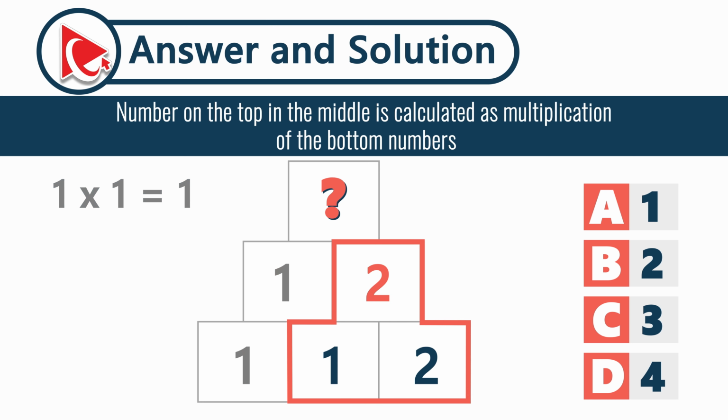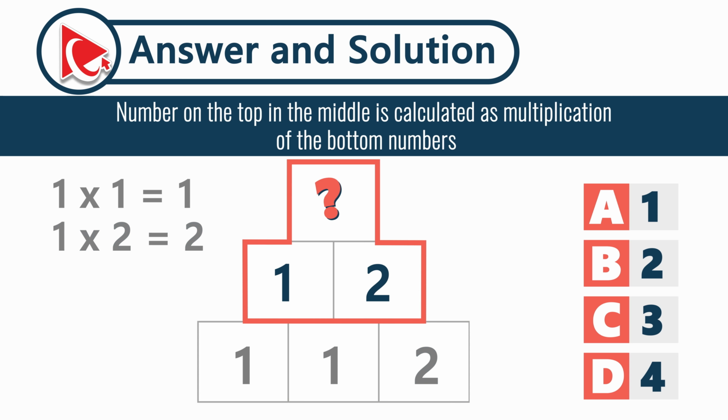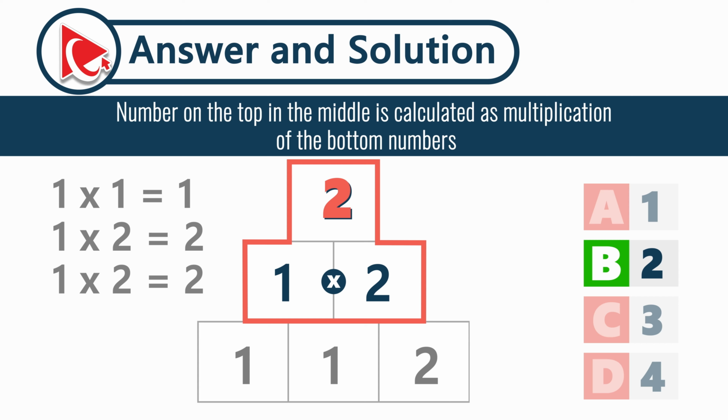Let's look at the next small pyramid. 1 multiplied by 2 equals 2. And the missing number can be calculated as 1 multiplied by 2 and would also equal 2. And the correct answer here is choice B, 2.